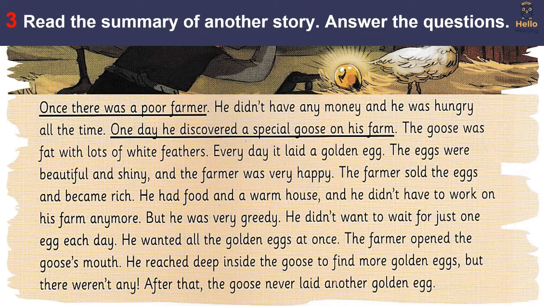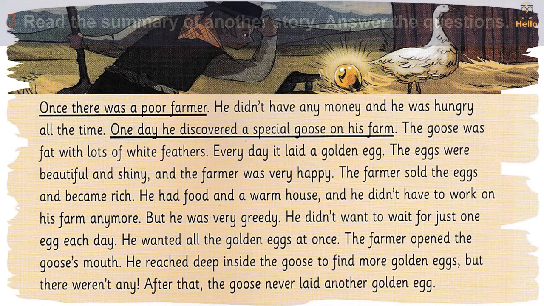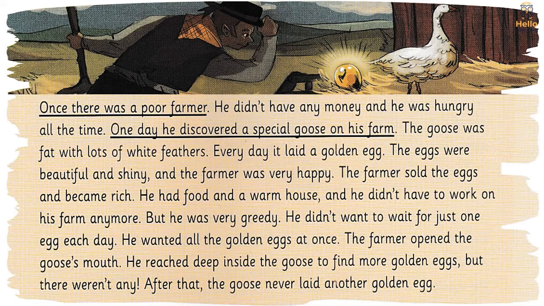Activity 3. Read the summary of another story. Answer the questions. Once there was a poor farmer. He didn't have any money and he was hungry all the time. One day he discovered a special goose on his farm. The goose was fat with lots of white feathers. Every day it laid a golden egg. The eggs were beautiful and shiny, and the farmer was very happy.